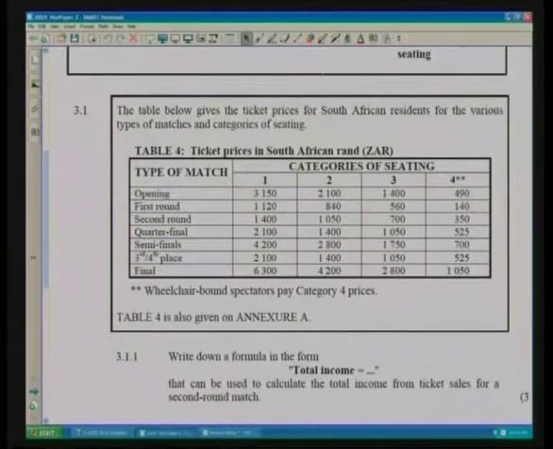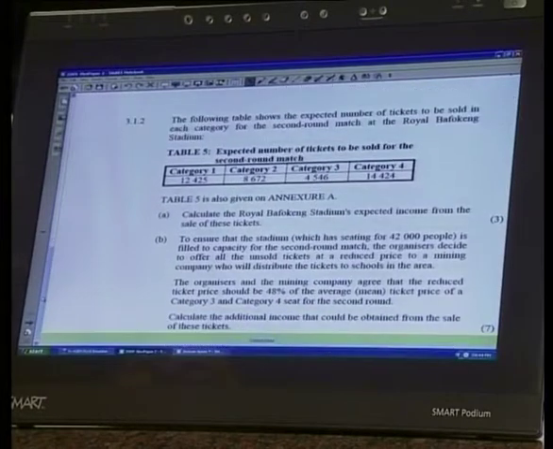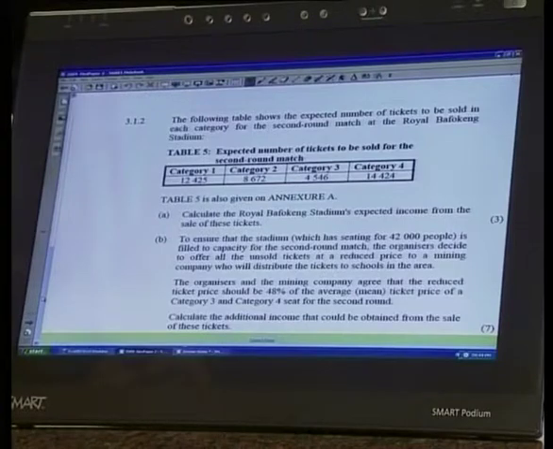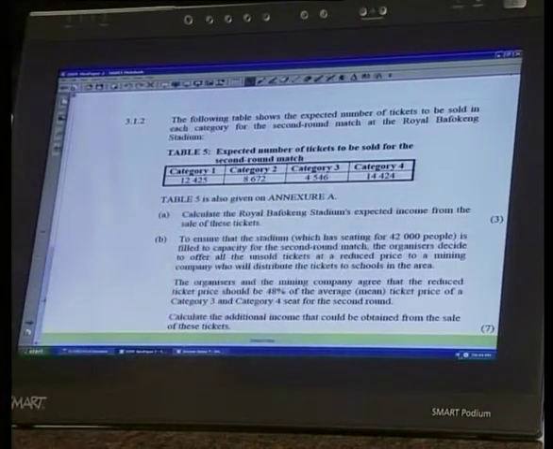Now, what we're also going to need is to find out how many people they can sell these tickets to, or to fill up the stadium. We've been given here in this table 5 the number of people that are expected to come and attend these matches. So we're going to have to add up all 4 categories to get a total, and then subtract it from the seating capacity, which you can see over here was 42,000. That will tell us how many tickets are available to be sold to this mining company.